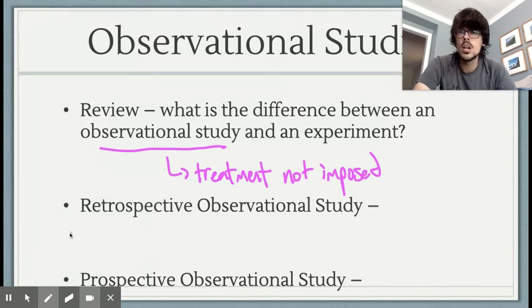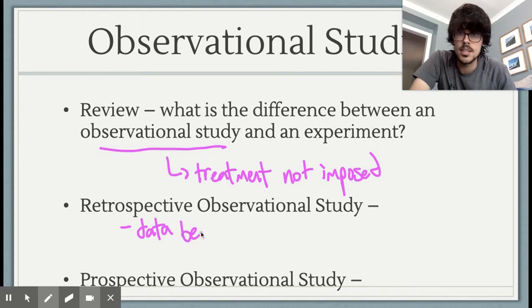We have here just a breakdown of two types of observational studies. There's what's called a retrospective and a prospective observational study. So in both of these scenarios right here, you're not imposing treatment. You know what an observational study is already. In a retrospective study, the data being collected has already occurred.